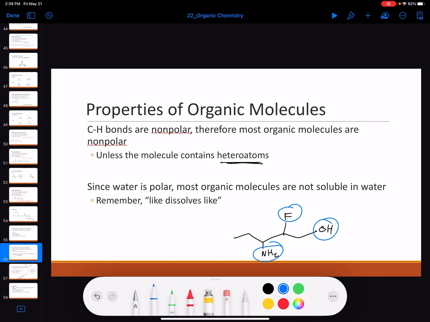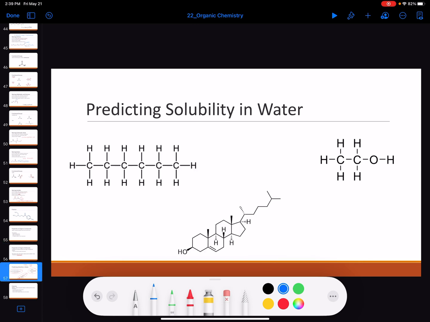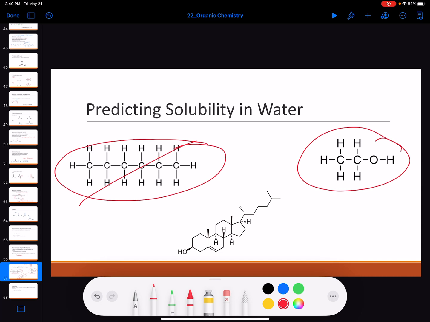Now remember that water is very polar, and so like dissolves like, so most organic molecules are not soluble in water. Okay, so if I had something like hexane, 1, 2, 3, 4, 5, 6, that would not dissolve in water at all. If I have small organic molecules like ethanol, in that case, this hydroxyl group makes it more polar, which means that it actually does dissolve very nicely in water. So you can actually predict whether something's going to be soluble in water just by looking at the formula, right? Looking for heteroatoms. In this case, a whole bunch of carbons and hydrogens, that's nonpolar. That would not dissolve in water. Here, a very short carbon chain with a heteroatom, that oxygen. So yeah, that would be very soluble in water.